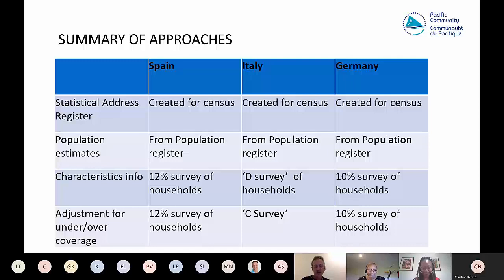When we talk about registers and admin data, we mostly refer to data that's held by government, but I think that's a good intervention in terms of actually the value of some private sector data, particularly mobile phone data.